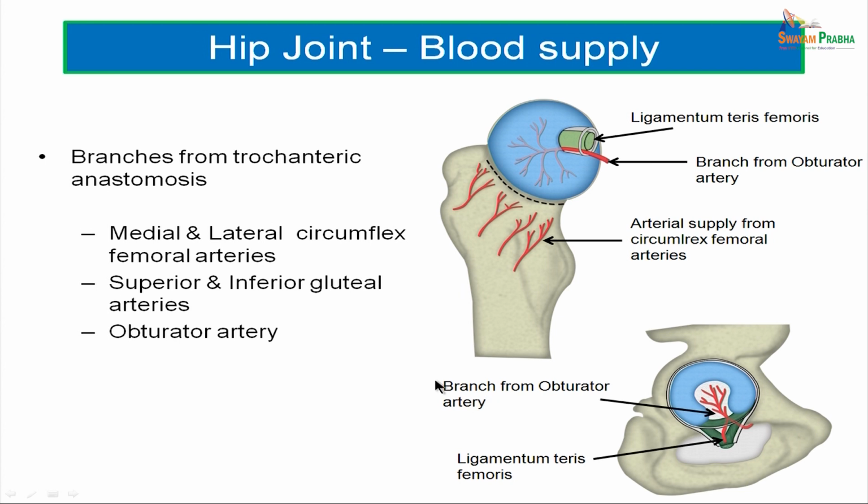This is another picture showing the circumflex femoral arteries. The majority of the blood from the circumflex femoral comes from the medial circumflex femoral artery, and this is the branch from the obturator artery running along with the ligament of the head of the femur. This is a picture showing the branch from the obturator artery which is providing blood to the head of the femur.